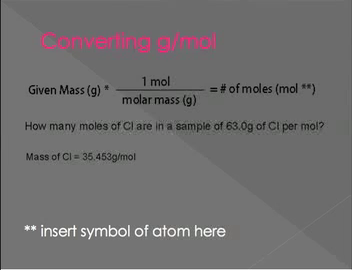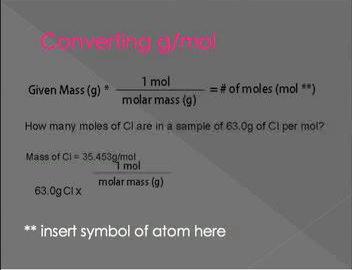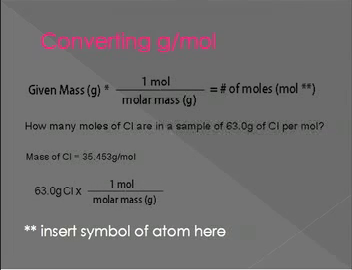We're going to take those given grams and multiply that by 1 mole over the molar mass. So the given grams is the 63.0 grams of Cl, and then the molar mass is the 35.453 grams over mole. Okay? When we plug that into our equation, that's going to give us the number of moles. The answer to this question is 1.78 moles Cl.